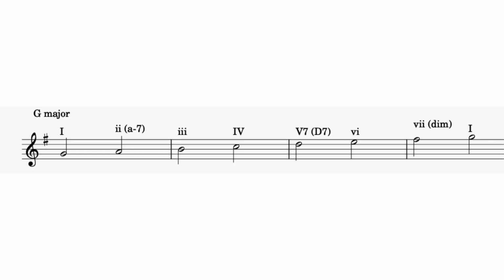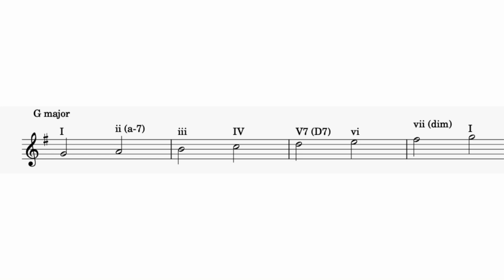Now, quick recap. What do we mean when we say 2-5? Why am I saying these numbers? Well, it's part of what we call Roman numeral analysis. So let's take a look at the key of G. Chords, while seemingly complex and numerous in a lot of jazz, are not random. They're generally functioning within a key.